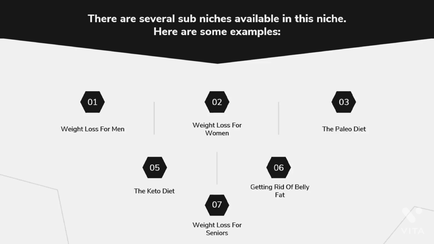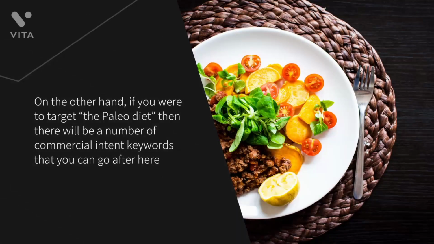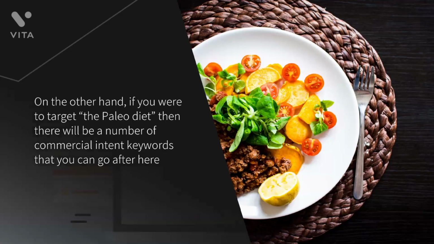One of the mistakes that newbie niche marketers make is to try and go after massive markets such as weight loss because of the demand. The trouble with a strategy like this is that a lot of people searching for this term are looking for free information and have no intention whatsoever of making a purchase. On the other hand, if you were to target the paleo diet, then there will be a number of commercial intent keywords that you can go after here. In the section on keyword research, we will explain this in more detail. For now, just accept that there is more chance of making a sale in a sub-niche like this.